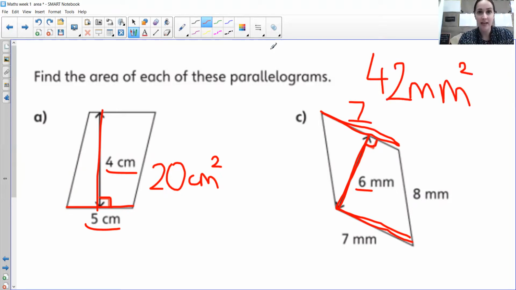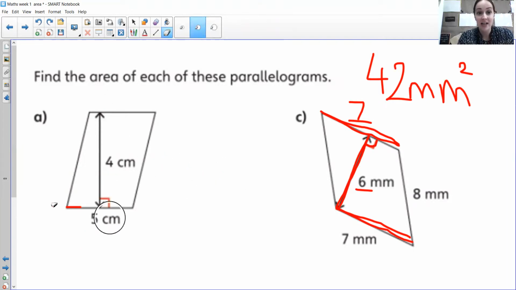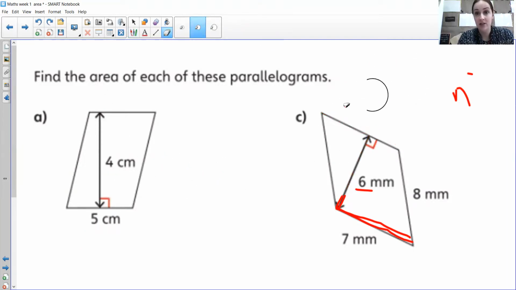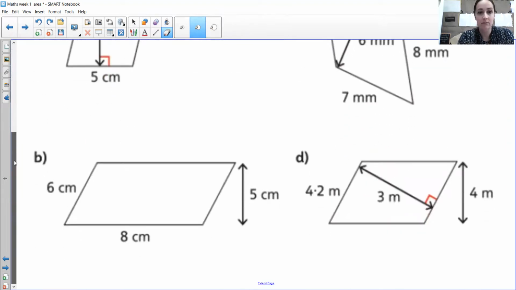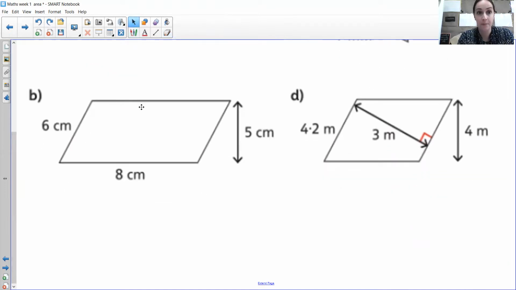Okay, hopefully it's starting to make a little bit more sense. The trick is you've got to find the 2 lines that meet at a right angle. You've got to find that perpendicular height. Okay, we will have a go at B. D is a bit of a challenge, but I think you can give it a good go. So pause the video, off we go.